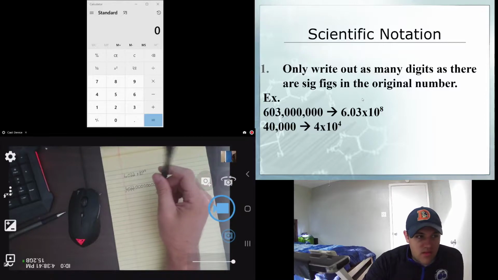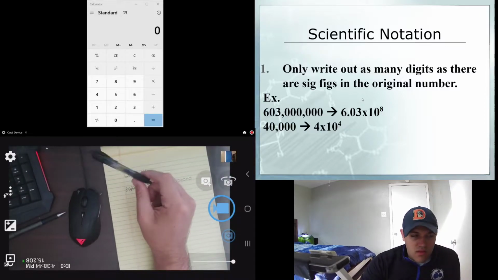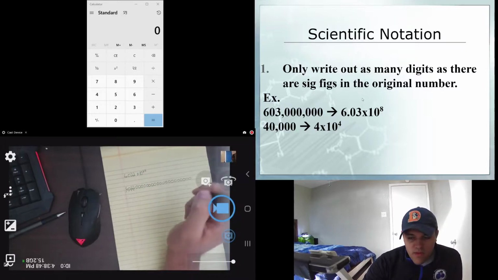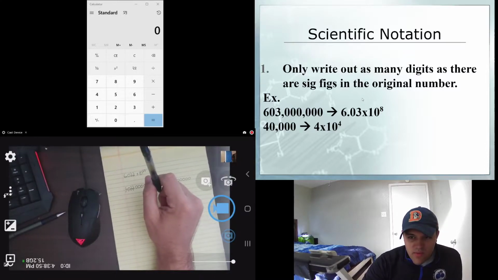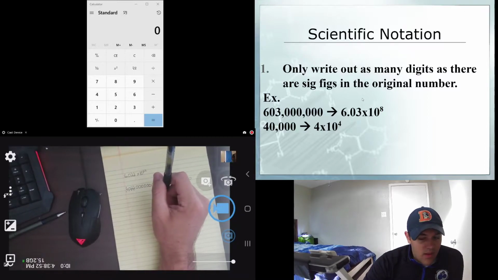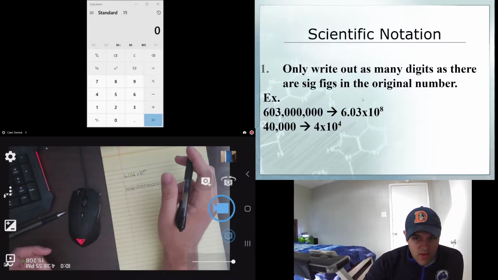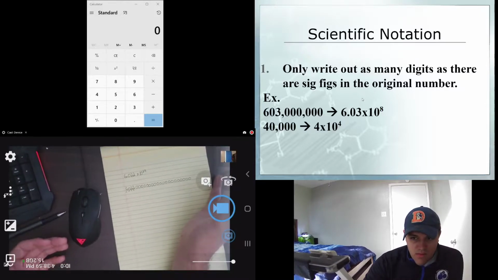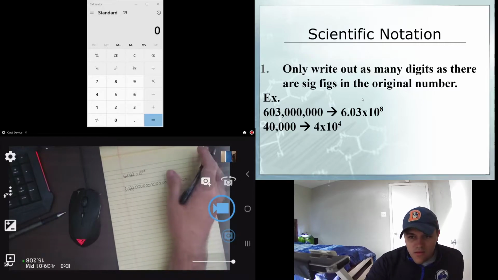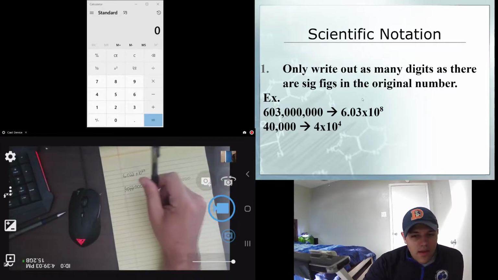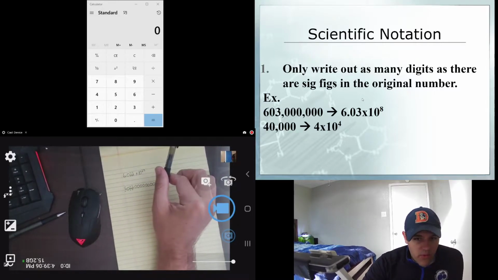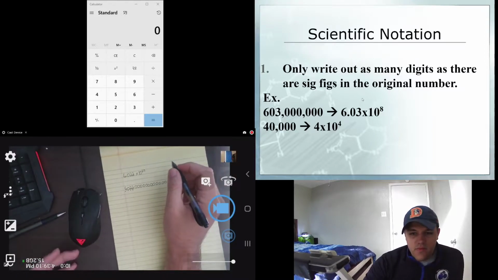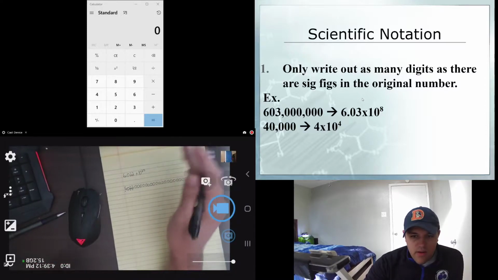All right, so these examples on the PowerPoint, the 603 million, if you look at it, the 6 and the 3 are both significant figures, and the 0 between them is significant because it is sandwiched between them. So in that one, we have 3 significant figures. So we would write it as 6.03 to get those 3 sig figs in, and then do the power. And the bottom one, the only sig fig in 40,000 is the 4. So when we wrote that out, we would just have the one significant figure and then the power.